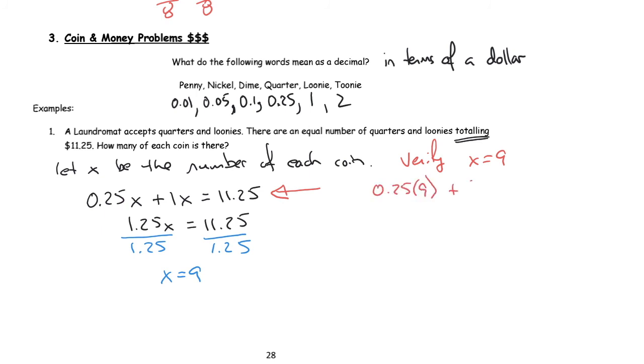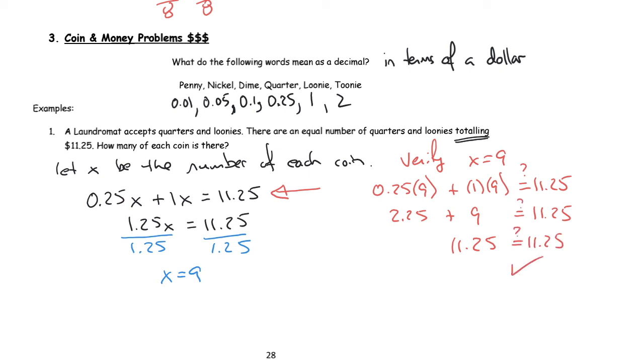0.25 times 9 plus 1 times 9, does that equal $11.25? In other words, I'm not 100% sure about that equality here. Okay, well, 9 times 0.25 is going to get us 2.25, and 9 times 1 is just 9. Is that the same as 11.25? And yeah, actually it is when you add those together. I didn't know if they were the same, but it turns out they are the same. Okay?